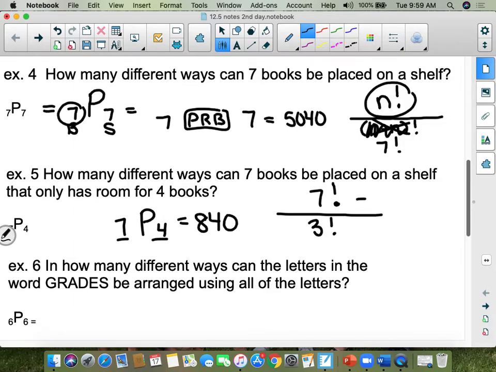So the long way, you would have to figure out what 7 factorial is. It's going to be a pretty big number. And divide it by 3 factorial, which is going to be a smaller number. And I bet if you take 7 times 6 times 5 times 4 times 3 times 2 times 1 and divide it by 3 times 2 times 1, you'll get 840.